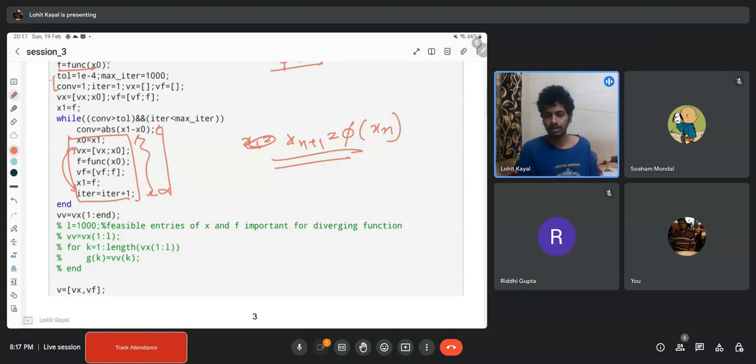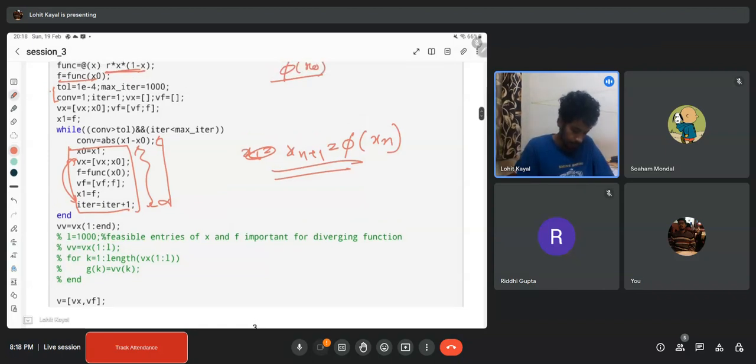Just update the value of x and store it. This is the basic idea for that. And here I am storing the value of x. This is where I am storing the value of x, vv, at vx1 to end.